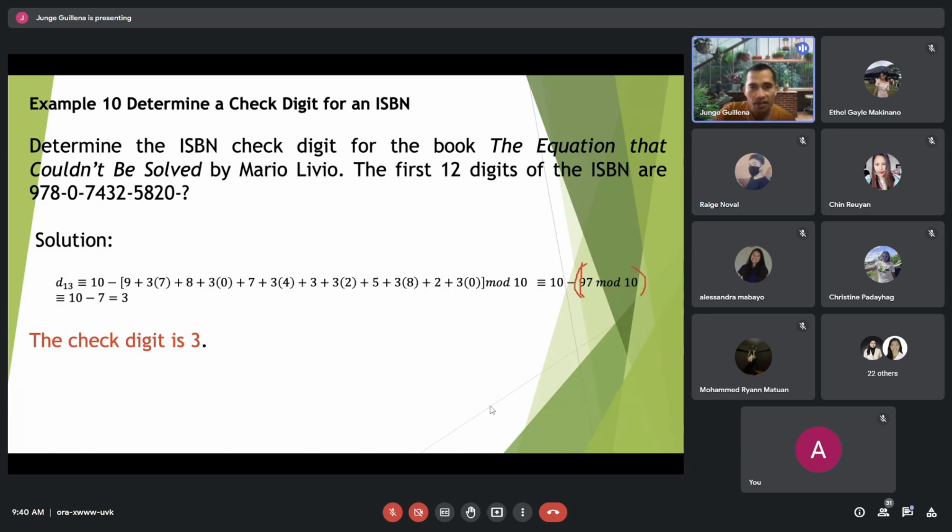So, 97 modulo 10. 97 divided by 10, the remainder is 7. So 10 minus 7 is equal to 3. So the check digit is 3. The number that must be added after 0 is 3 in order that we have a valid ISBN. Any questions?